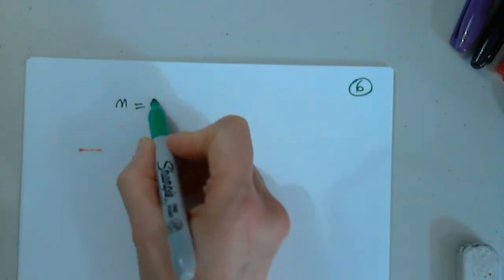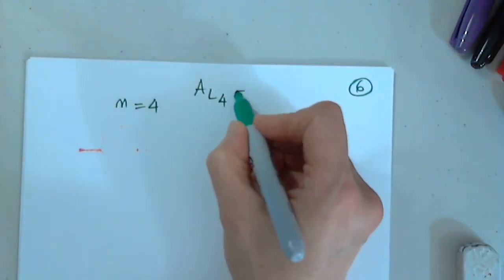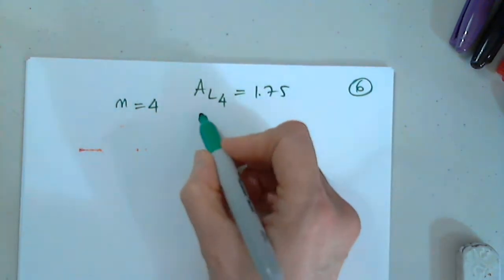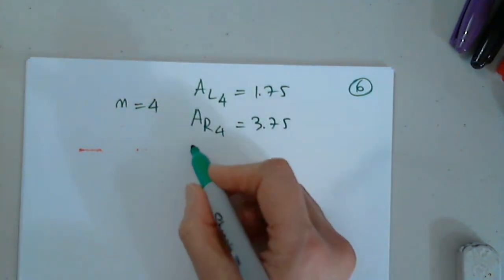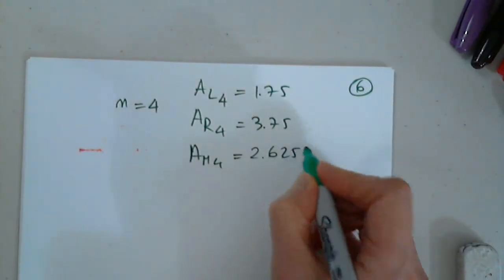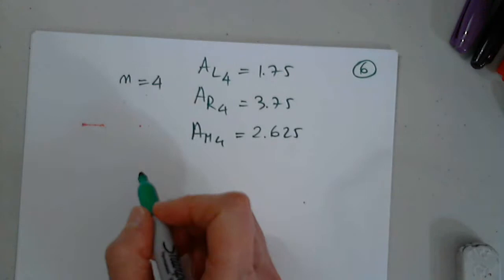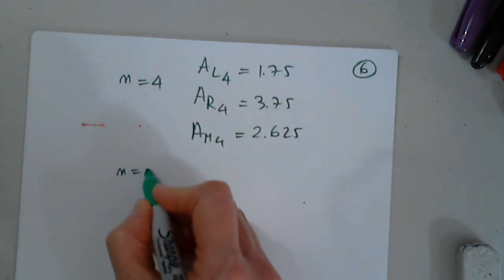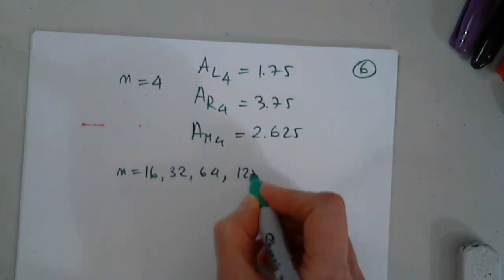If I keep them as smaller length. Okay, so this is what we got with 4 subintervals. We got a left 4, we got 1.75, we got a right 4, we got 3.75, and with a mid 4. I'm copying them from the other page. Okay, perfect. Now what I would like to do is increase n to 16, maybe 32, maybe 64, maybe 128.